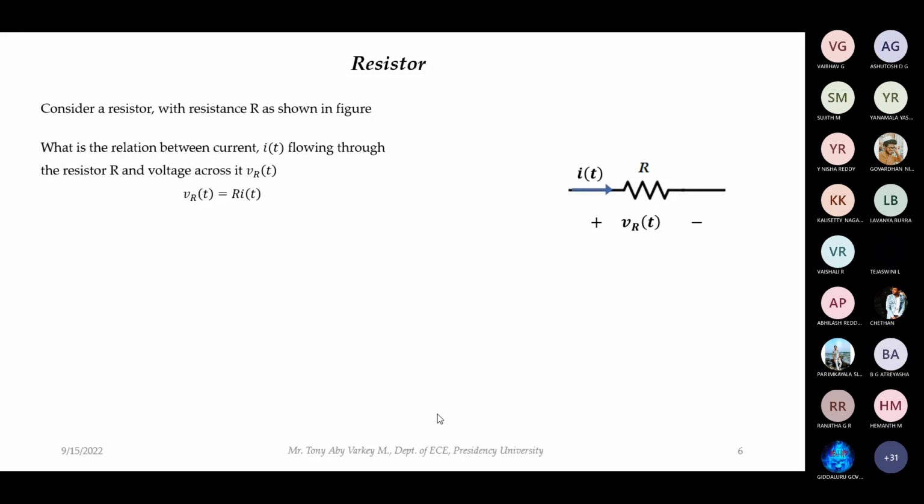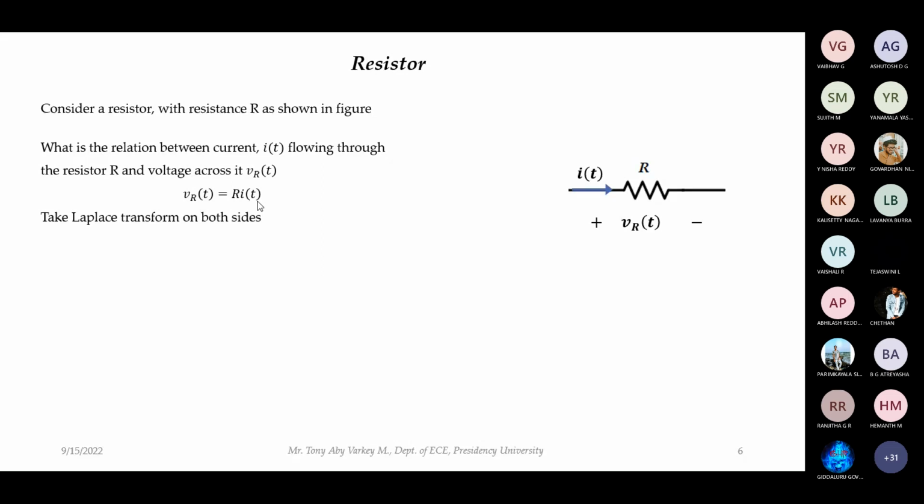Correct. Now, I am going to take the Laplace transform on both sides of this equation. This is the time domain equation, correct? VR(t) is equal to R into i(t). Now I am going to investigate the behavior of the resistor in the S domain. S domain means basically frequency domain. How does a resistor behave in the frequency domain? How does a resistor behave when you are changing the frequency of the input signal? That is what I want to know.